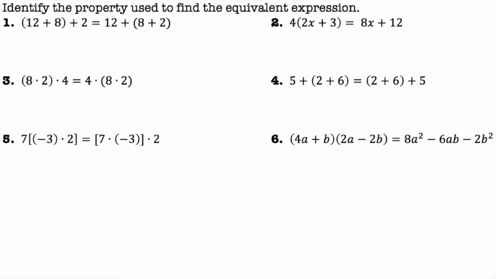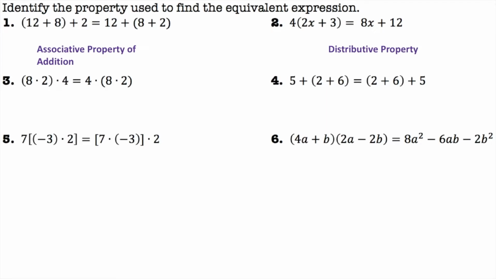So let's take a look at how you can identify which property you're using. So number 1, instead of having 12 and 8 in the parentheses, they moved it over to have 8 and 2. So they changed the grouping. So which property should that be? It would be the associative property, and it's the associative property of addition because there are plus signs. So whatever signs are in the middle, that's the property of whatever it is, addition or multiplication. Then number 2, we have 4 being distributed or being multiplied by each of the terms on the inside of the parentheses, and that's just the distributive property.